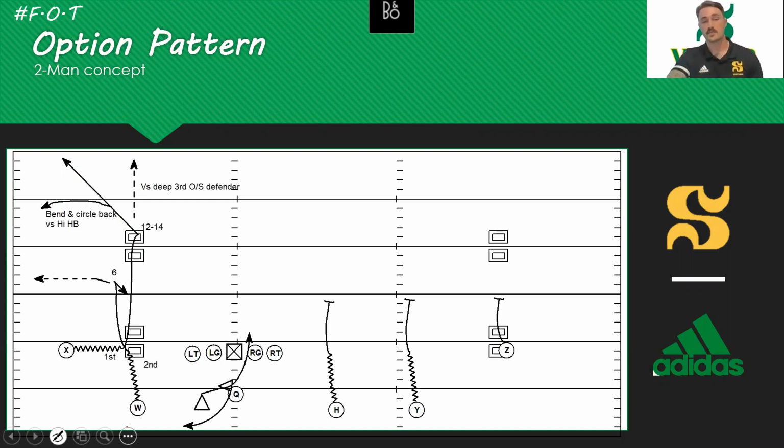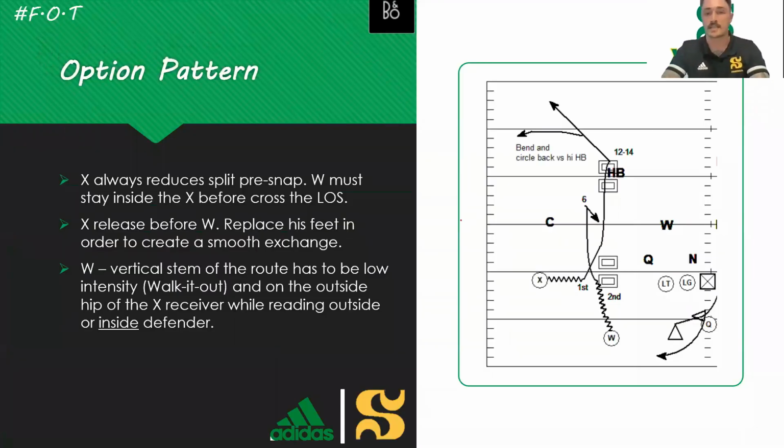The W receiver right here, okay, he's going to be second on the release, okay? It's really important that pre-snap, as he's moving towards that line of scrimmage, he's going to stay inside of this receiver. He cannot declare himself outside of the receiver just yet. We say with this exchange release right here, we tell the W to replace his feet, replace his alignment to where he releases, okay? As he gets vertical on his stem release right here, we tell him a little technique called walk it out, okay?